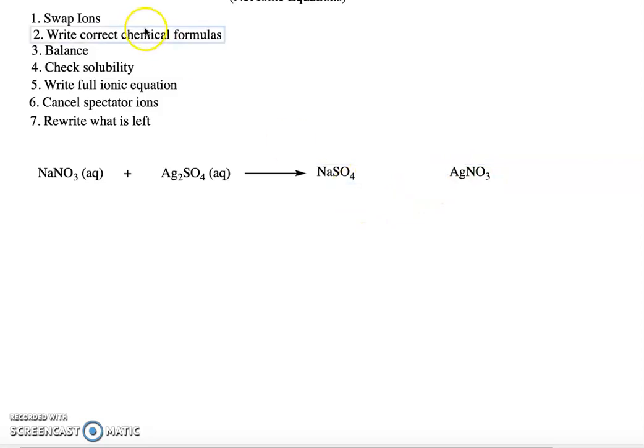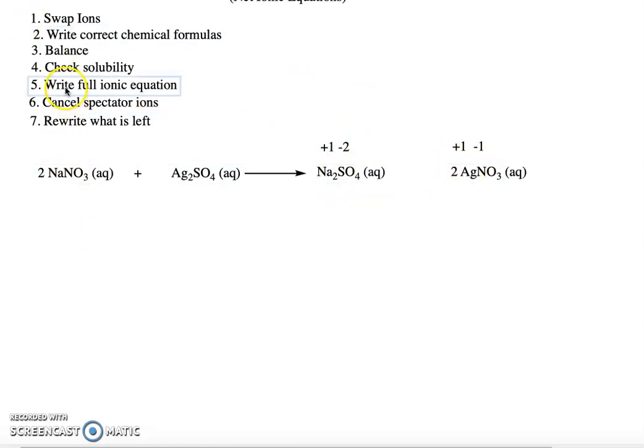Now I'm going to write correct chemical formulas. So for the silver nitrate, I've got +1, -1, so I don't have to adjust that at all. For sodium sulfate, I have a +1 and a -2, so I do have to adjust that one. Now I balance and check my solubility rules. I find that both of these are aqueous.